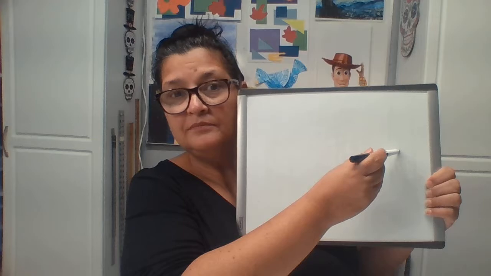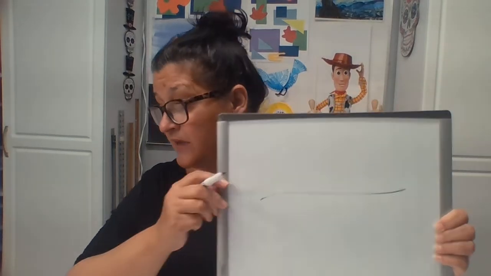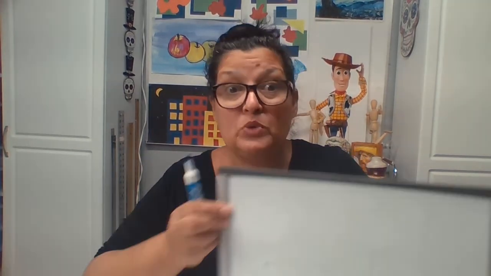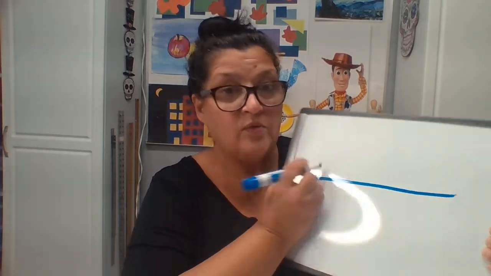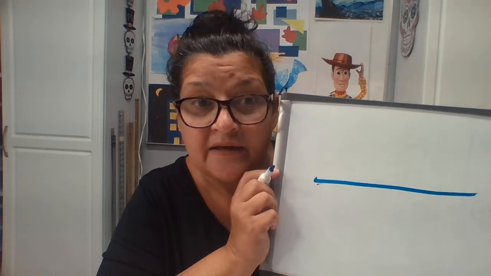Like a straight line. What does a straight line look like? I don't know. How about that? That's very light. We need it to be a little darker. So let's get a darker marker for this. Now I got a darker, thicker blue marker, so it should stand out much better. There we go. We've got a straight line.